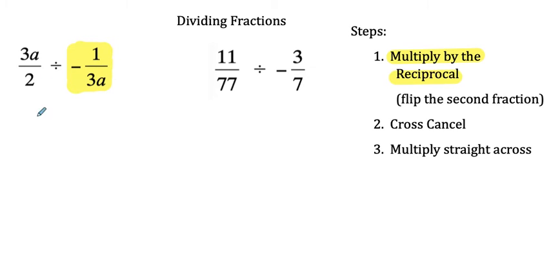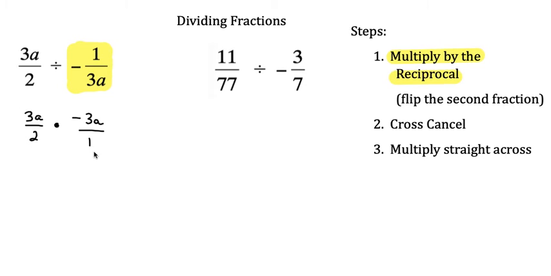So I'm going to rewrite the first fraction exactly the way I see it, 3a over 2. I'm going to change that sign to a multiplication sign, and I'm going to take the reciprocal of this fraction. I see a negative here, so I'm going to put that negative on the numerator. And now I'm going to flip the fraction, so 3a over 1.